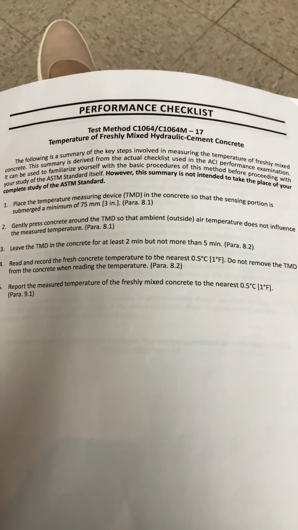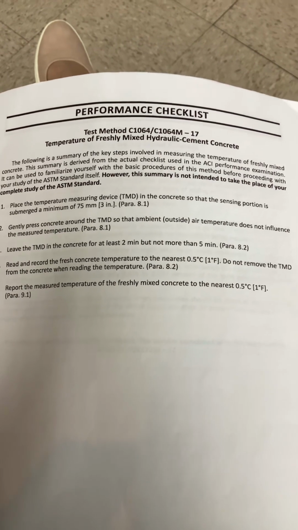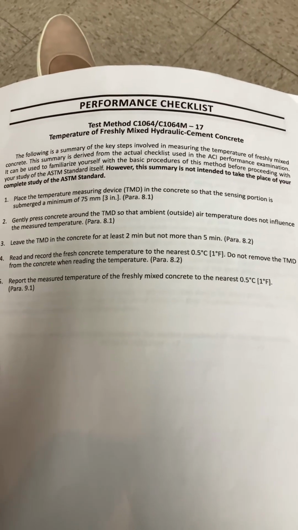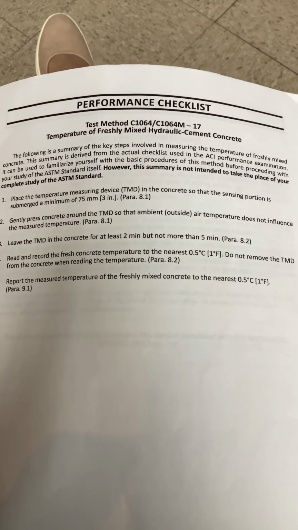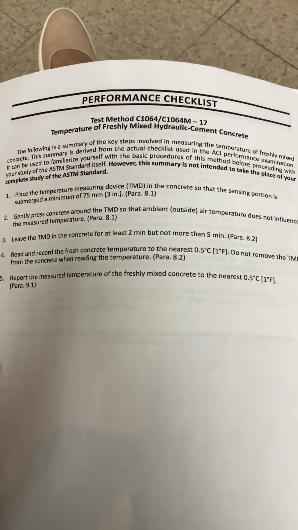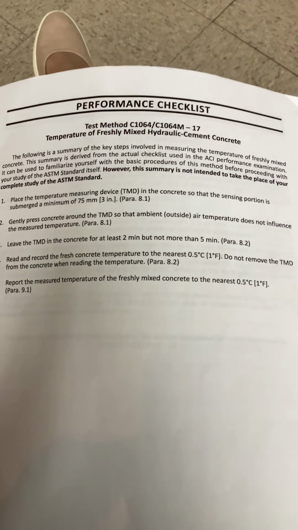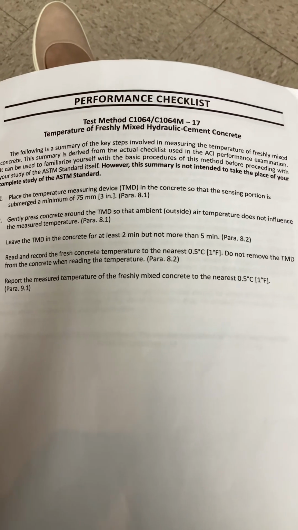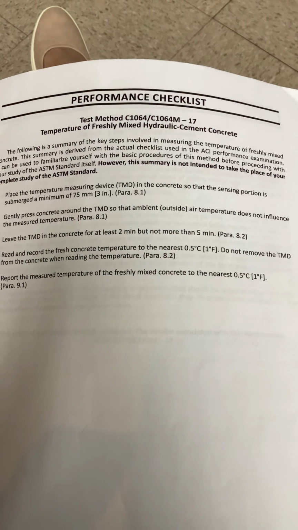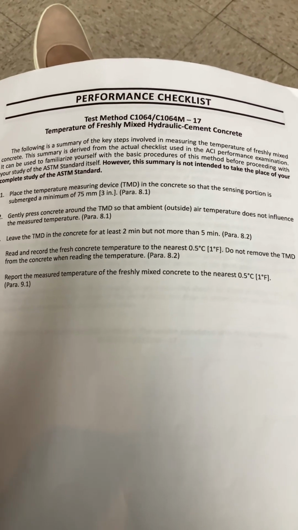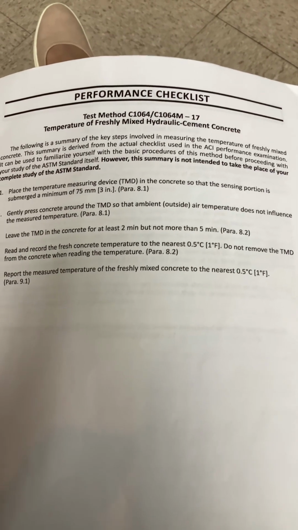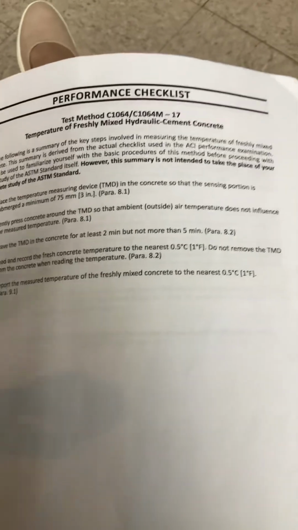Place the temperature measuring device, TMD, in the concrete so that the sensing portion is submerged a minimum of 3 inches. Gently press the concrete around the TMD so the ambient outside air temperature does not influence the measured temperature. Leave the temperature measuring device in the concrete for at least 2 minutes, but no more than 5. Read and record the fresh concrete temperature to the nearest 0.5 Celsius or 1 degree Fahrenheit. Do not remove the temperature measuring device from the concrete when reading the temperature. Report the measured temperature of the freshly mixed concrete to the nearest 0.5 Celsius or 1 Fahrenheit.